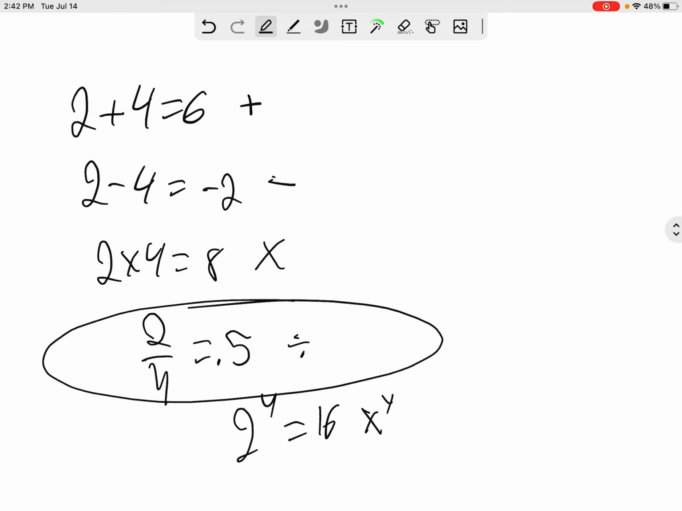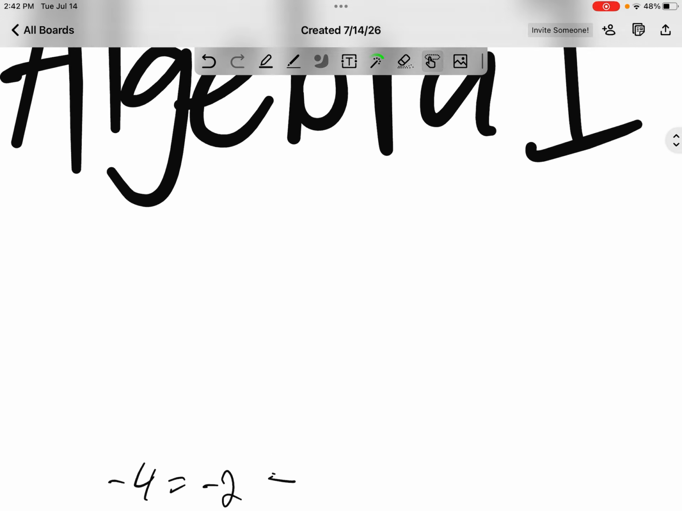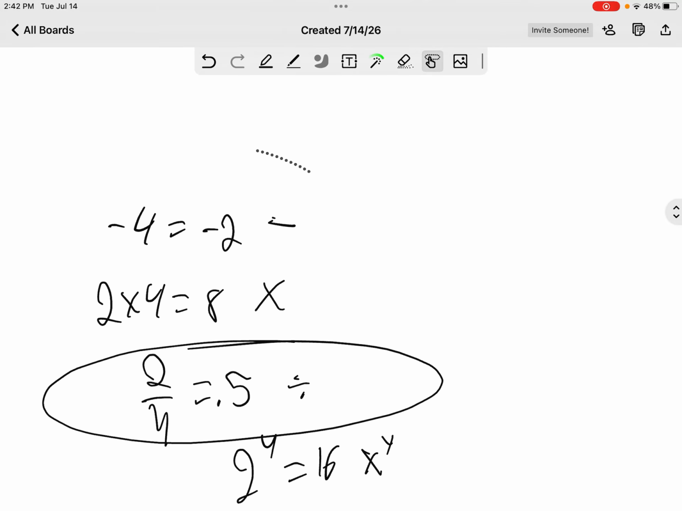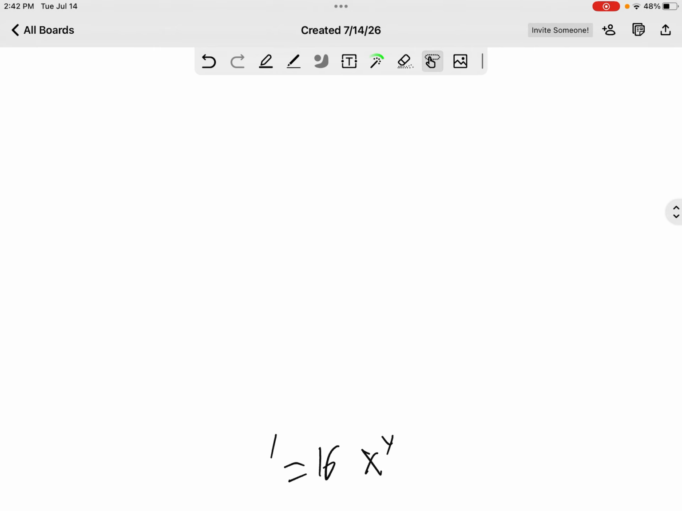For example, what do we mean when we write... Well, give me a second. What in the world? Okay. Oh, that works. I just want it to be deleted.